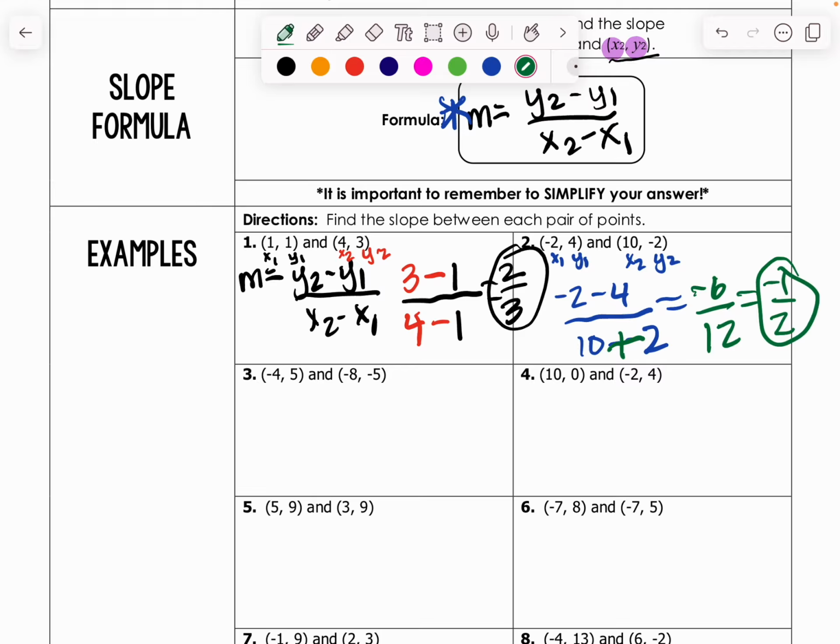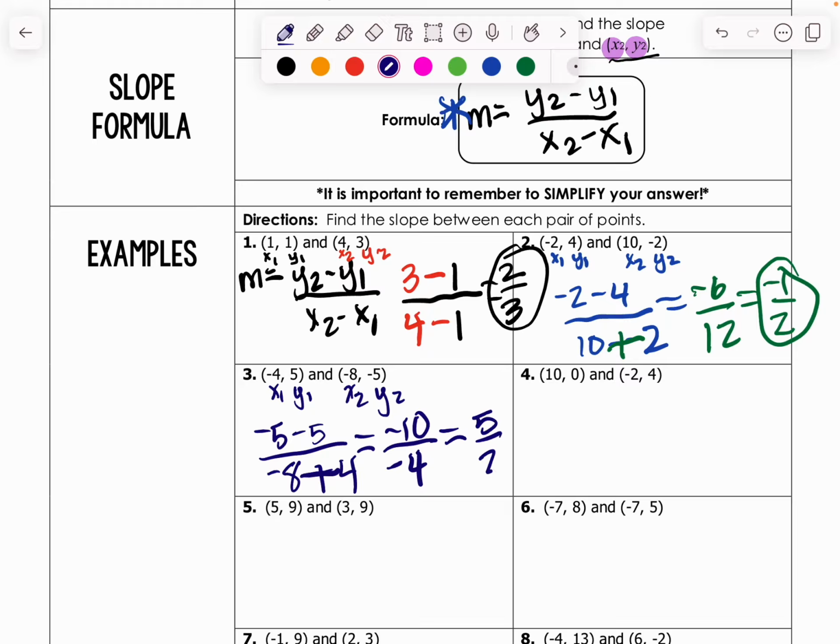All right, number 3. We have x1, y1, x2, y2. Negative 5 minus 5 all over negative 8 minus a negative 4. So that will be negative 10 over, make that a plus, negative 4, which simplifies to just 5 over 2. That's your slope there.